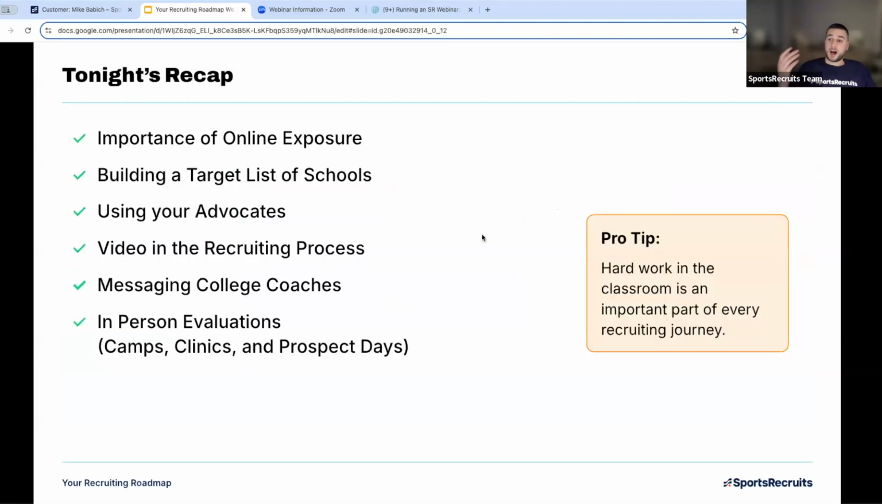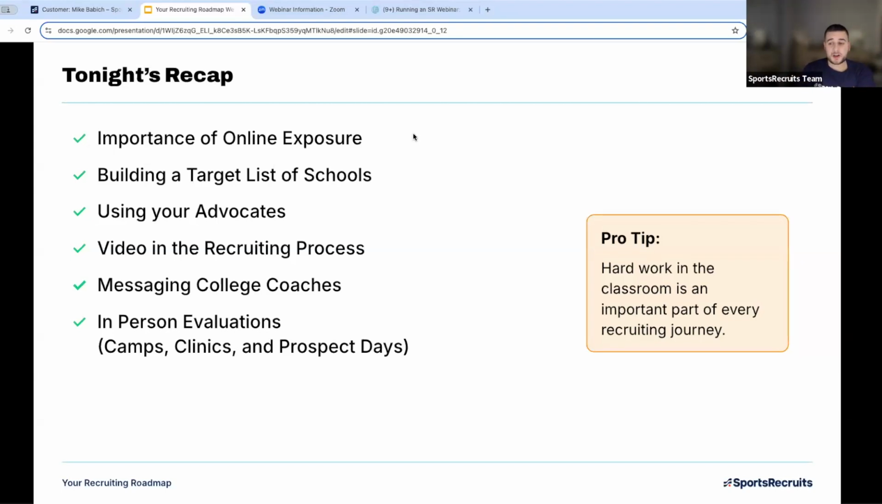Okay, so we went through a ton of information there, everyone, and thank you for bearing with me as we went through all of that. So just to recap, we talked about online exposure and having a great built-out recruiting profile, and Sports Recruits gives you the opportunity to do that really easily. The different aspects to look at when you are building a target list of schools: athletic, academic, financial, geographic, and just to make sure that you are giving yourself an opportunity to really evaluate all those things, and you can figure out what's most important for you and your family.